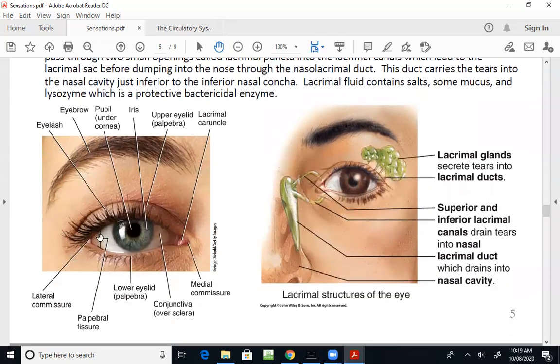So looking at this illustration, we've talked about everything as far as the accessory structures. In a couple of slides, when we actually talk about the eye, we will talk about things like the pupil, the iris, the conjunctiva, which we'll go ahead and highlight in this image, even though we haven't talked about the eyeball yet.